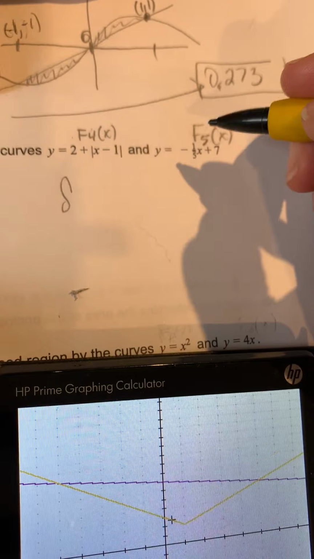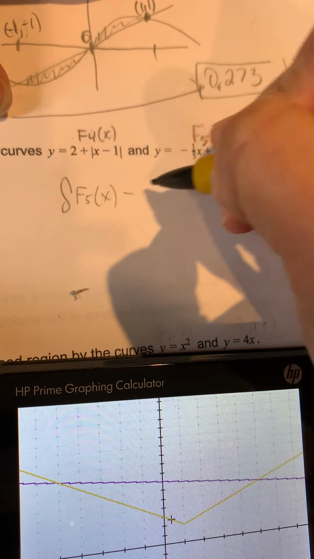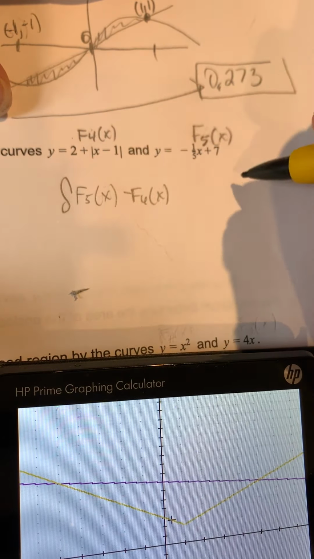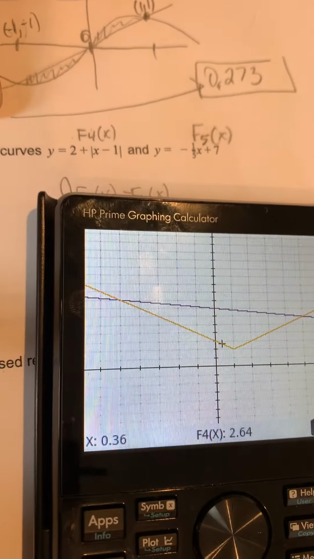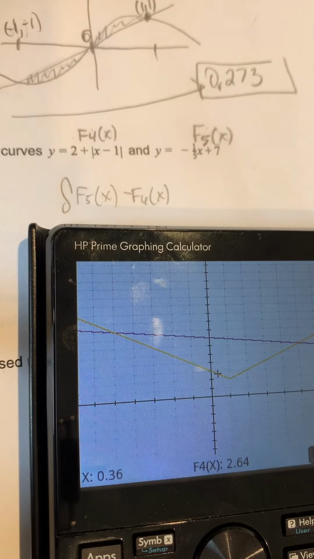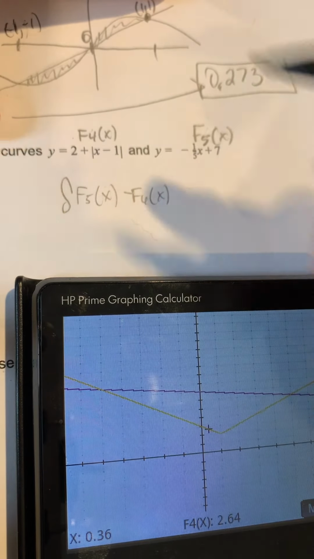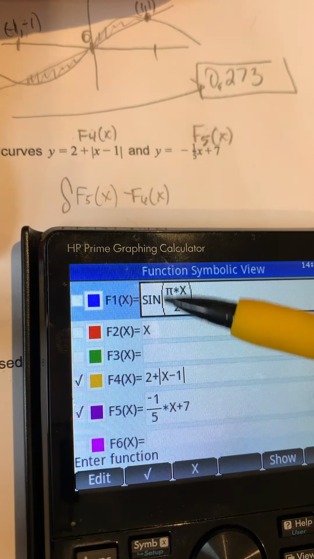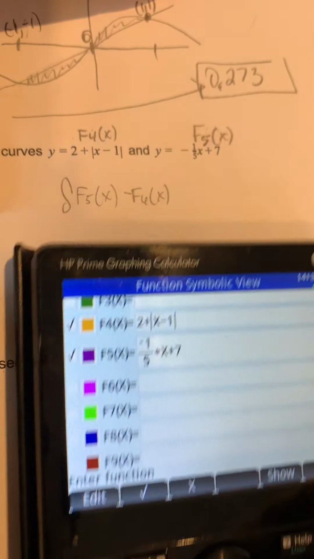So this is going to be f5 of x minus f4 of x, and that's only because I labeled them like that on my calculator. Remember I did that. If you didn't label them like that, yours can be f1 and f2. I just labeled it to make it a little faster for us. In my calculator, when I went to symbols, you'll see the first 2 problems. Here are the ones I'm talking about, 4 and 5.